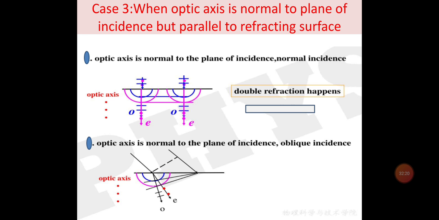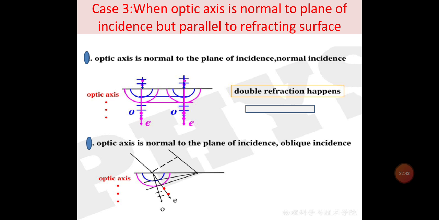You can see here that O ray and E ray travel with different velocities along different directions. The O ray has vibrations perpendicular, and the E ray shows the vibrations with the red dots, that is, in the plane. So this was about the oblique incidence.